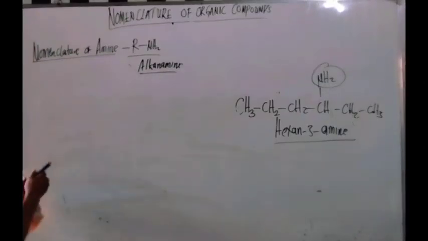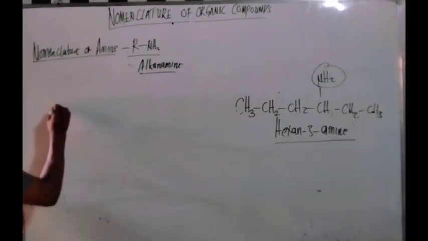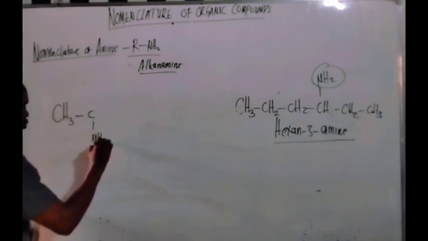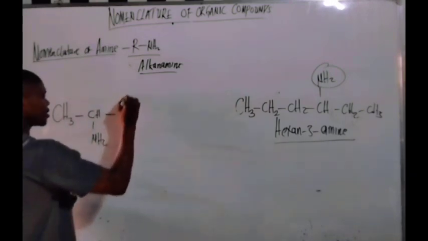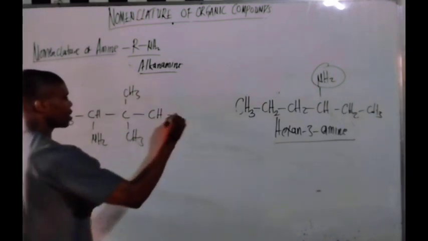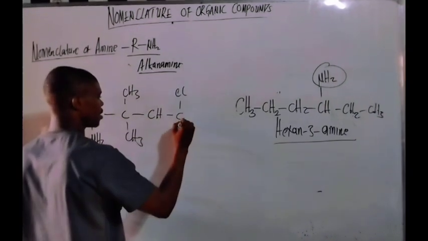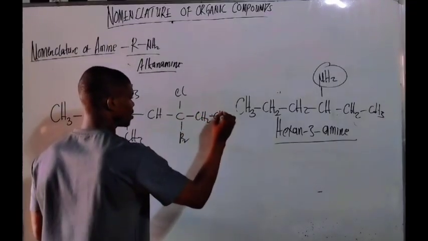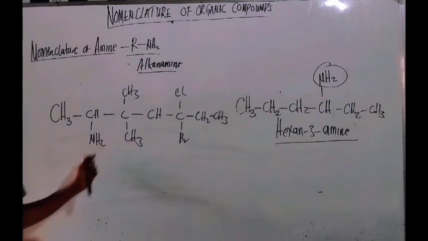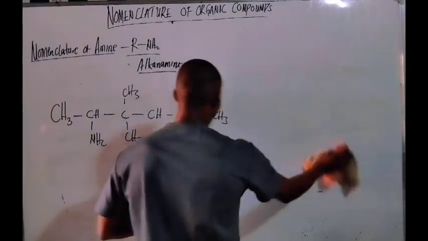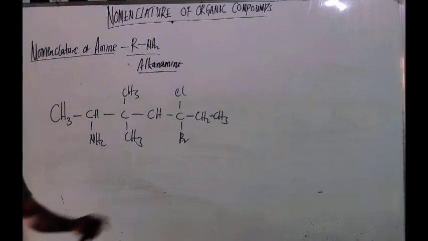Now, if you should name this structure, here we have CH3, C, here we have NH2, H, here we have CH3, CH3, here we have CH, C, Cl, here we have Br, here we have CH2, and CH3. So how do we name this compound?